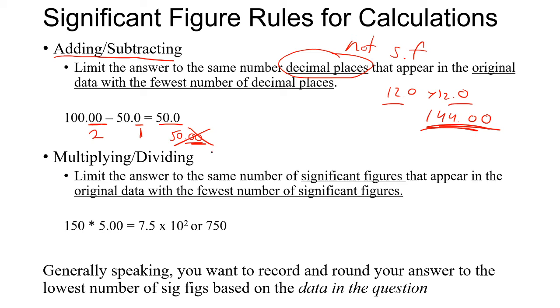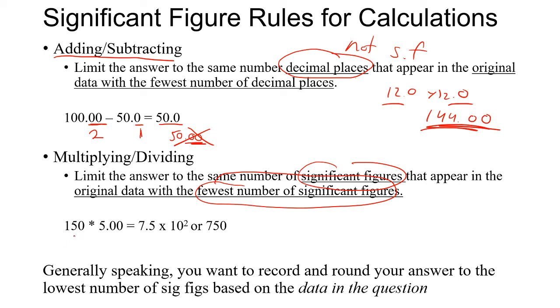Now, let's look at multiplying and dividing. It's the same rule as the top one. However, you want to limit your answer to the same number of significant figures that appears in the original data with the fewest number of sig figs. So now we have to whip out those sig fig rules and determine what's the smaller number of sig figs. Whatever that smaller number of sig figs is, that's how I'm going to report my answers.